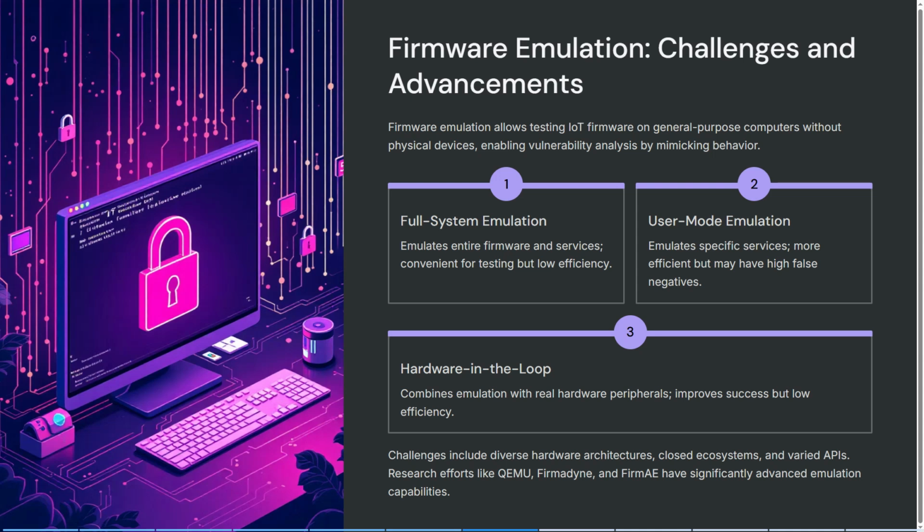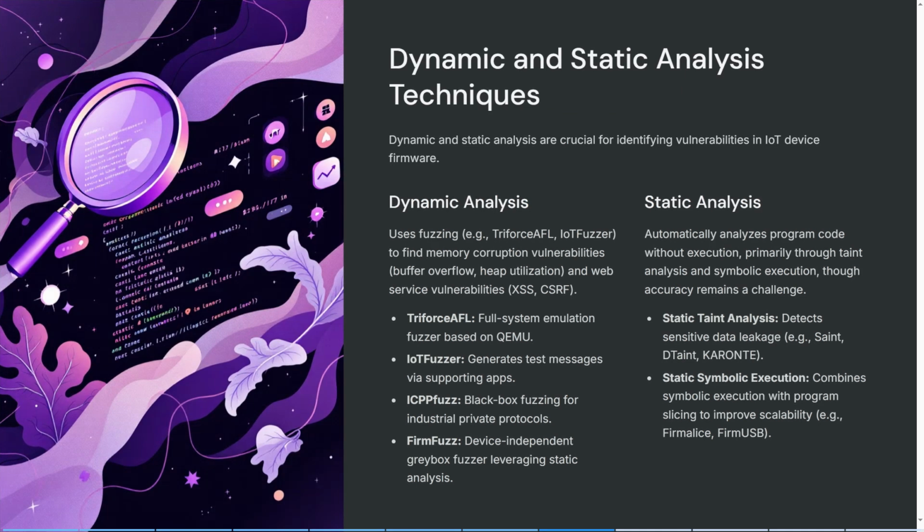This way has varied APIs that we can use. It can also include diverse hardware architectures and closed ecosystems. Some of the main emulators that we have here are QEMU, Greenhouse, and FirmAE, which have significantly advanced emulation capabilities. So, about the first way that we talked about earlier and the second one, dynamic and static analysis techniques, we are going to explain what we do in each.